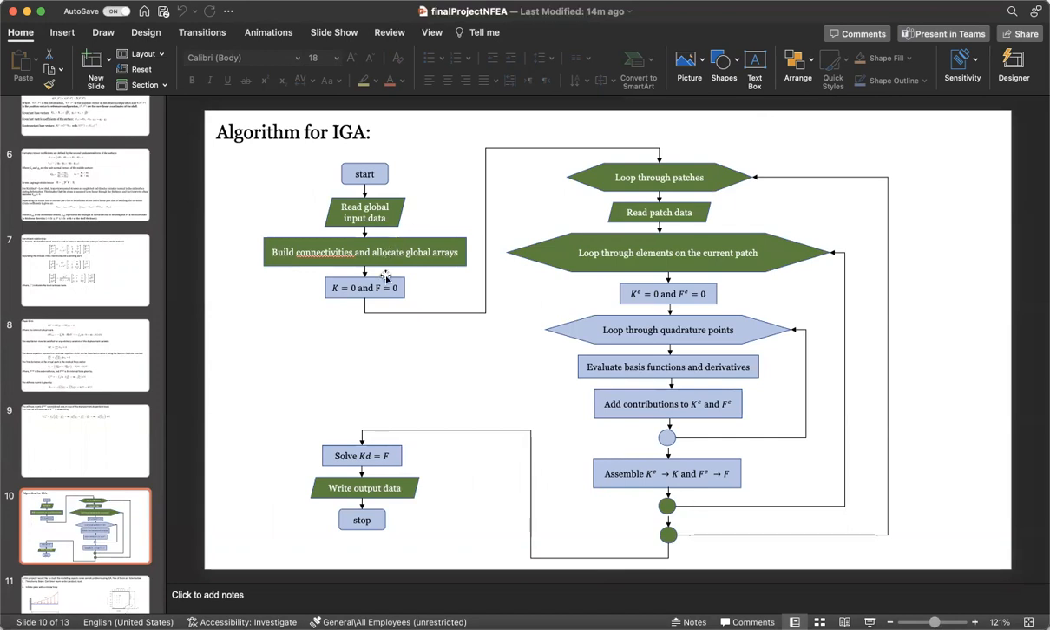and user connectivities, and this is similar to what we use in regular finite element analysis, except that here the evaluation of basis functions and derivatives is with respect to B-spline functions. And for integration, we use the Gauss quadrature rule.